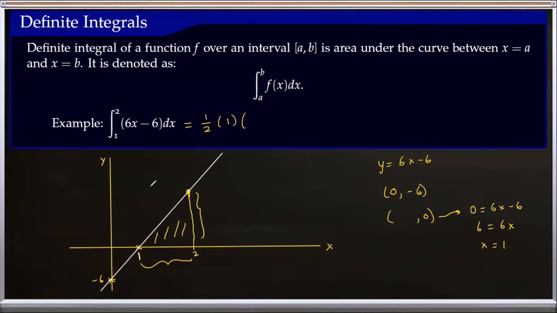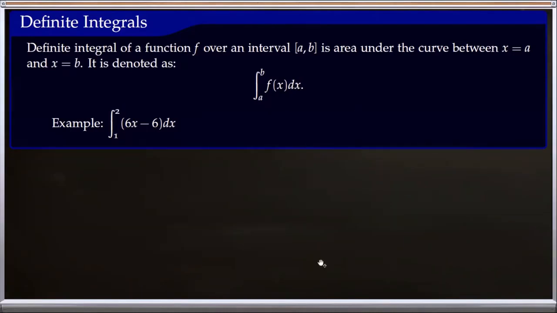We know the coordinates of that point will be (2, ...), and you just plug in x equals 2 in the function. So 6 times 2 minus 6 is 6. So the y value is 6. So this height will be 6, and this base is 1. So this is the area of this triangle, which comes out to be 3. And this is the value of the integral. The value of this definite integral is 3, because the area under the graph of this function from x equals 1 to x equals 2 is 3.